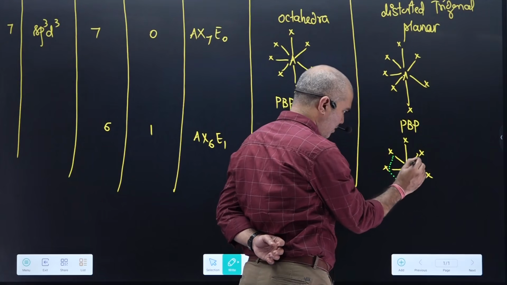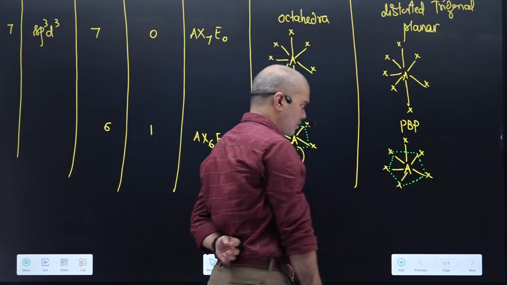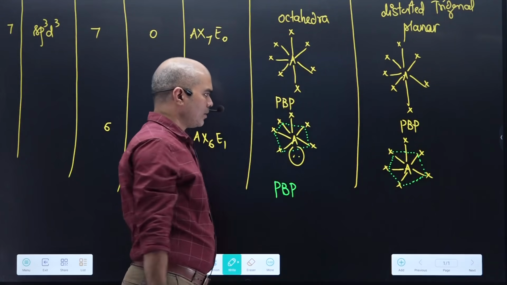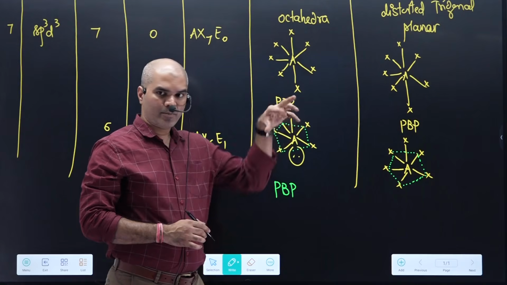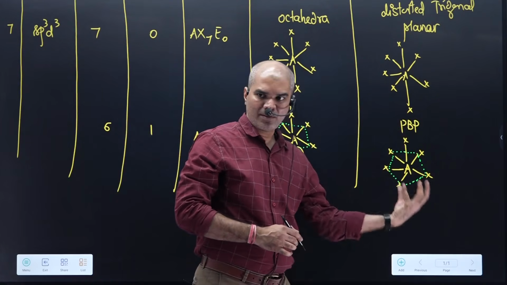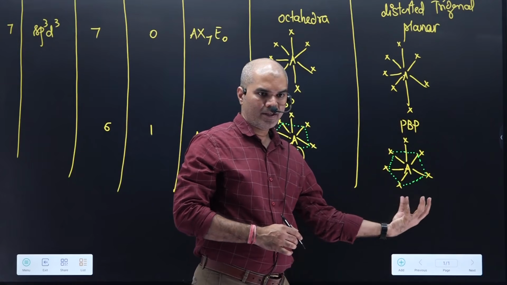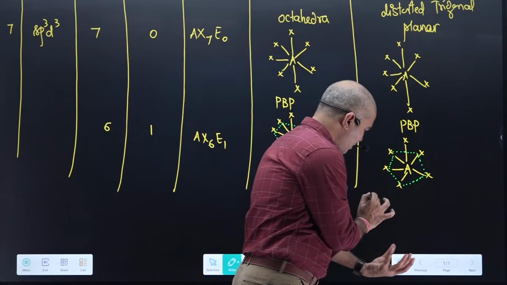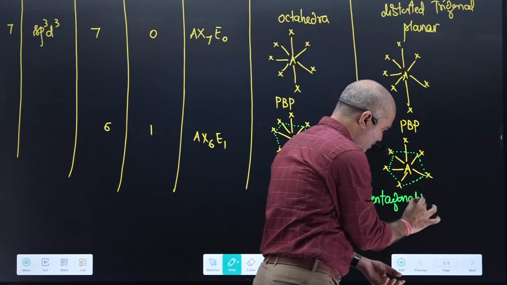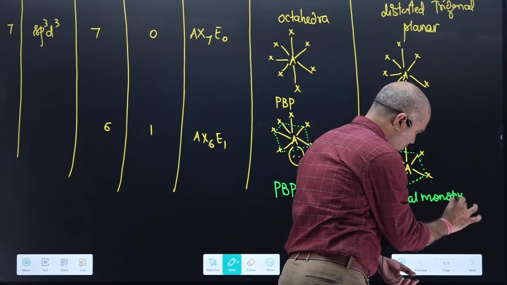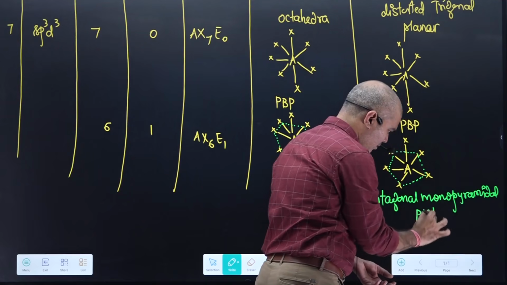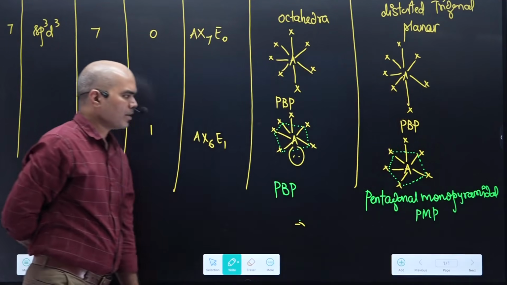What do you call this geometry? This is pentagonal bipyramidal. Above and below there is a pyramid. But here above there is a pyramid and below there is nothing. There is a lone pair, which I should not draw. So it will be pentagonal monopyramidal.